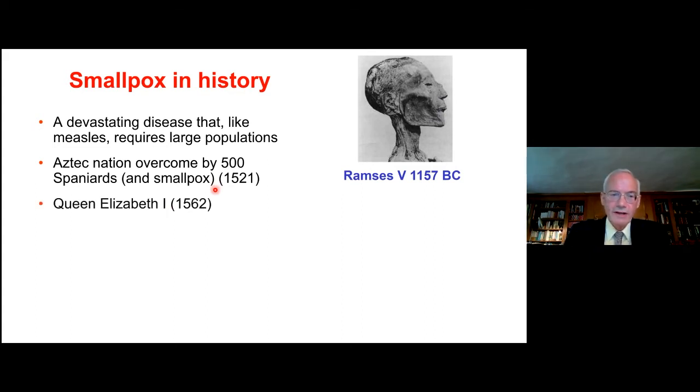Later that same century, our first Queen Elizabeth, just 4 years into her reign in 1562, became gravely ill with smallpox. But fortunately, she survived and, of course, went on to be a long-lived and a strong European monarch.